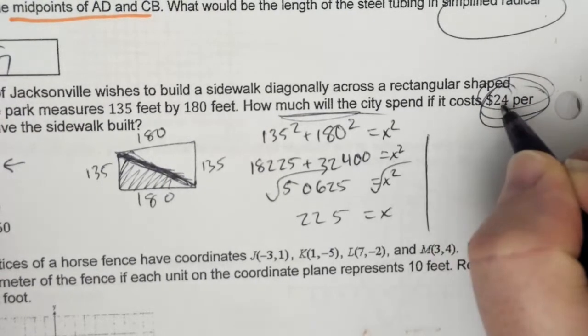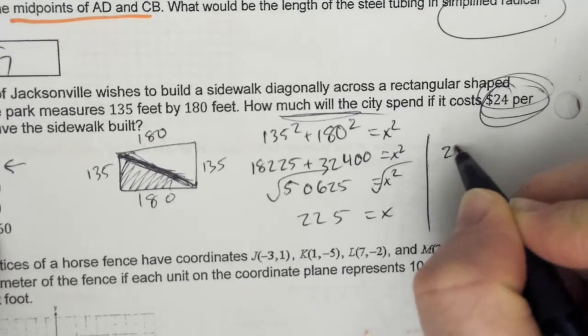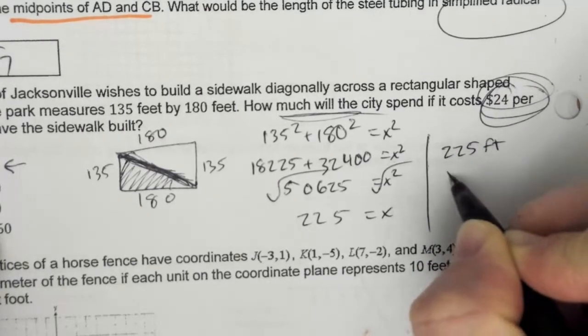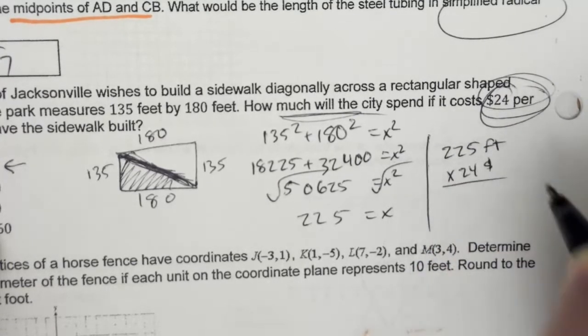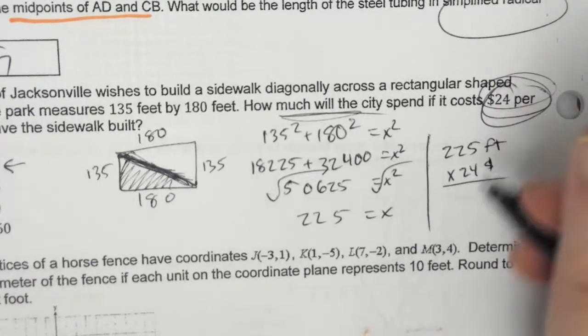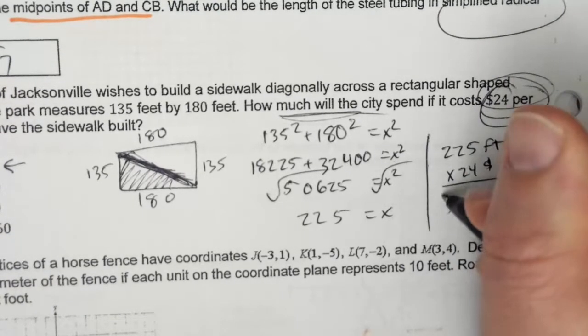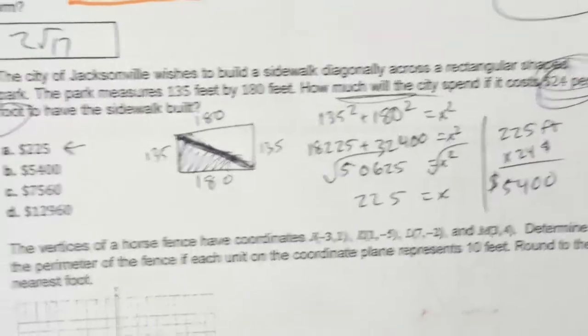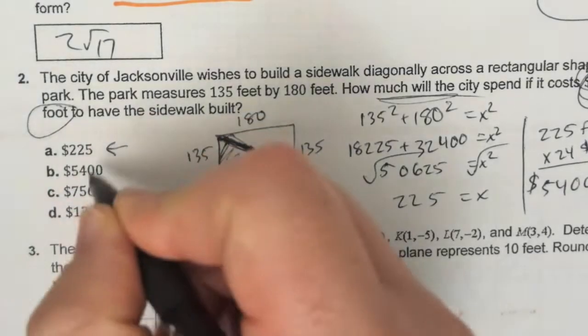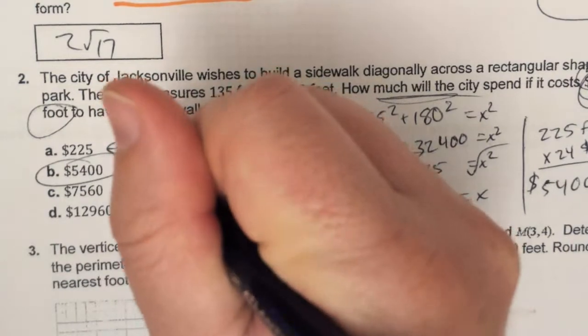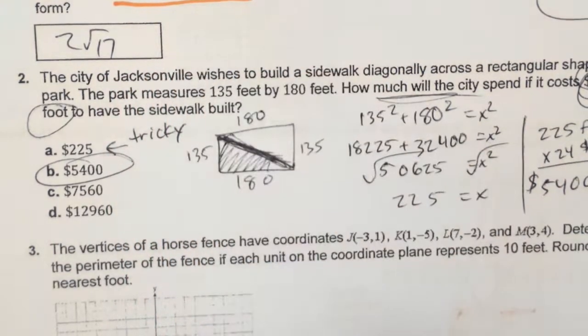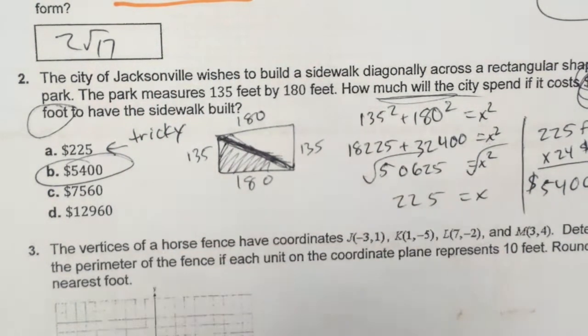We know that it's $24 per foot. We know it's 225 feet. So times that $24, and we would get 5400. So it costs $5,400. See these tricky little buggers right there. That's tricky. So $5,400 was the answer. Those tricky little buggers. So be careful with that. Make sure you're answering the question that they asked.